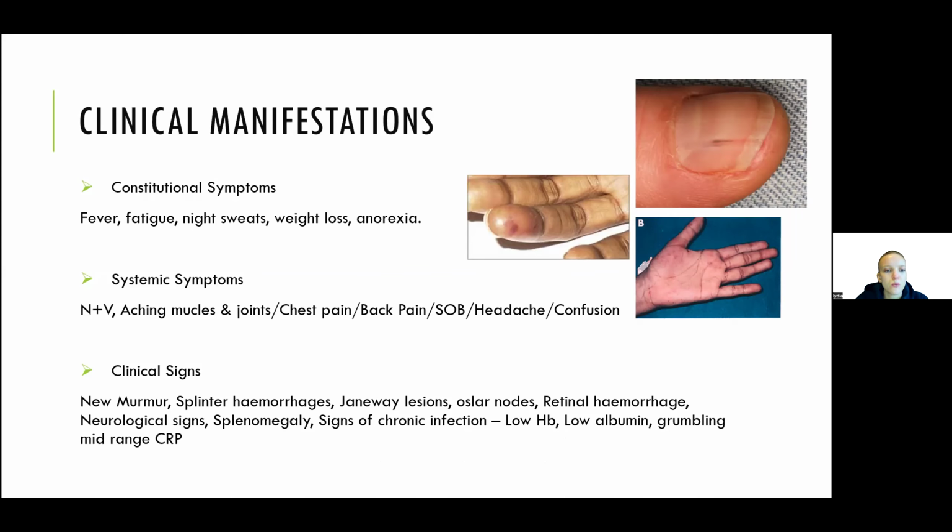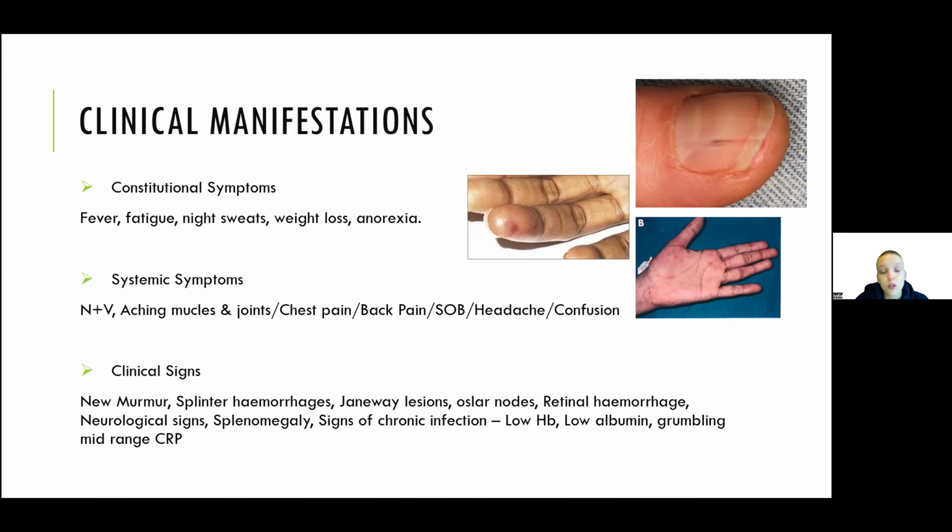So your most important things are things like your new murmur, splinter hemorrhages, Janeway lesions, Osler nodes. We don't usually see these very often because a lot of patients now, thankfully, present usually before they've developed these features, but you can see it, and we do still see it sometimes. It's just not as often as you might think.